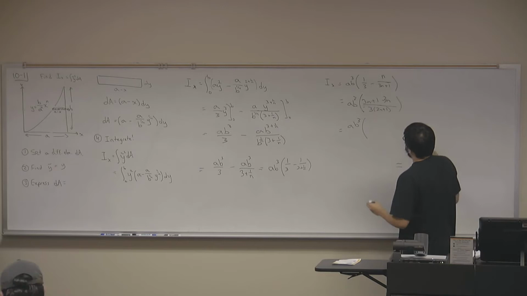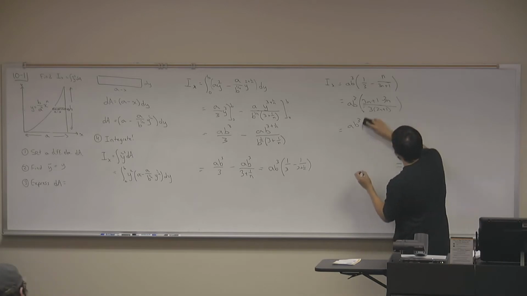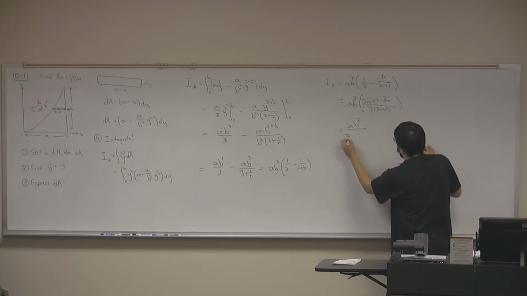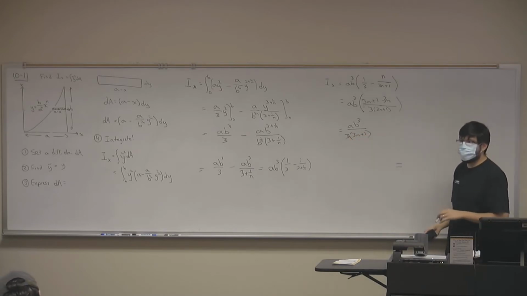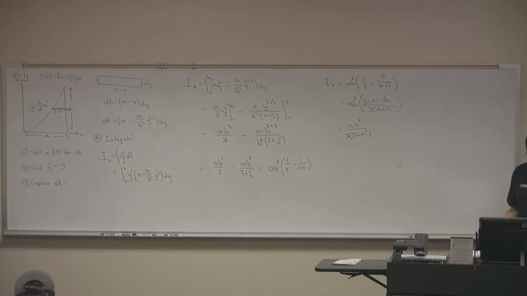So 3n minus 3n is just 1 over 3 times 3n plus 1. There we go. Actually, that looks a lot cleaner. Looks a lot nicer. Thank you. Thank you. I appreciate it.